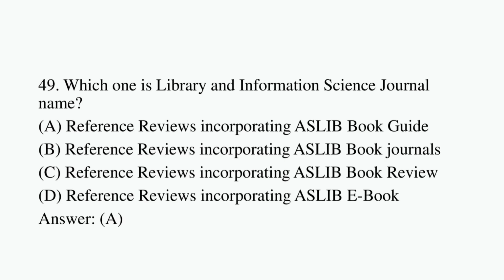Question number 49. Which one is a Library and Information Science journal name? A, Reference Review Incorporating ASLIB Book Guide, B, Reference Review Incorporating ASLIB Book Journal, C, Reference Review Incorporating ASLIB Book Review, D, Reference Review Incorporating ASLIB E-Book. Answer is A, Reference Review Incorporating ASLIB Book Guide.